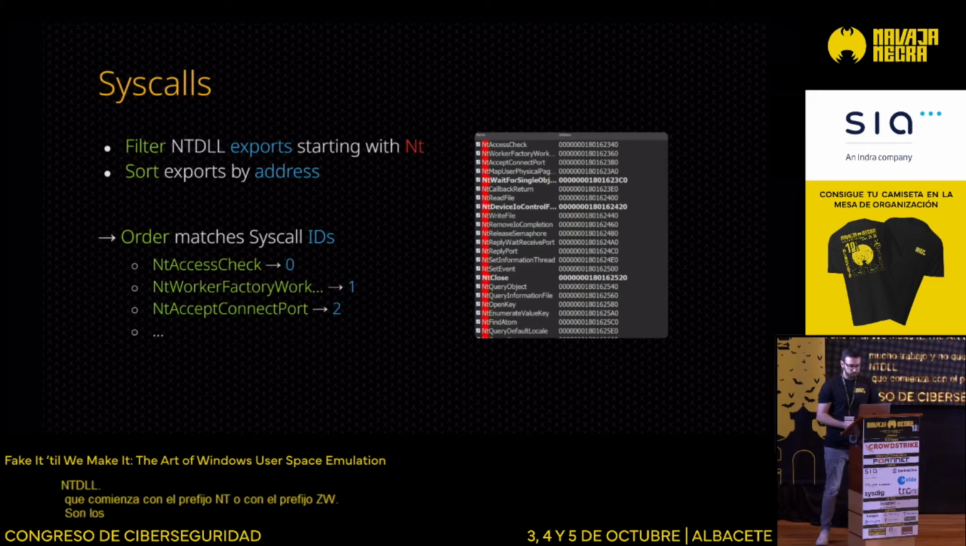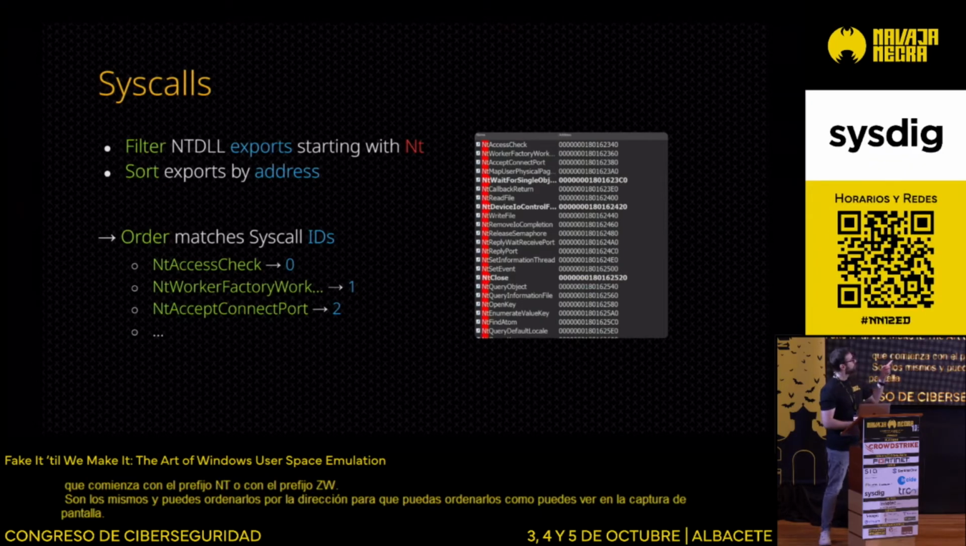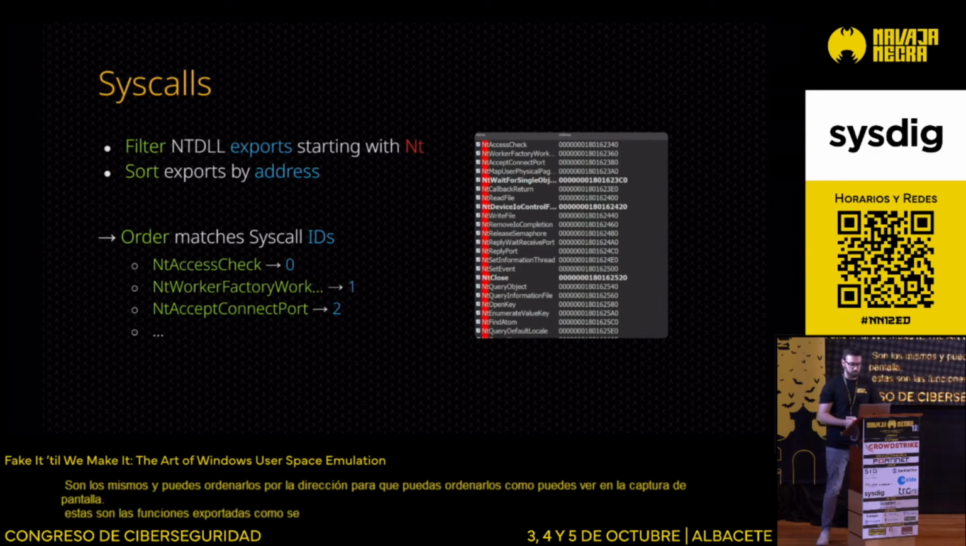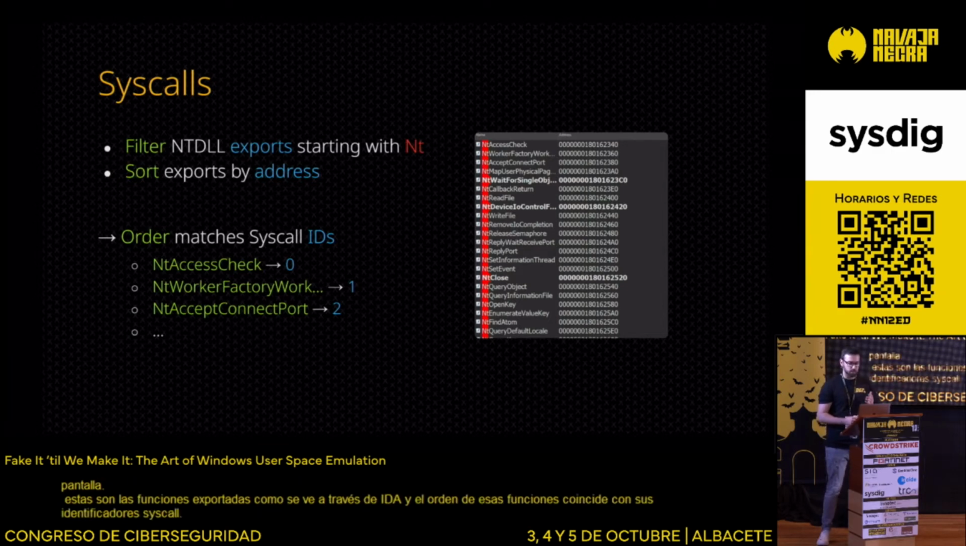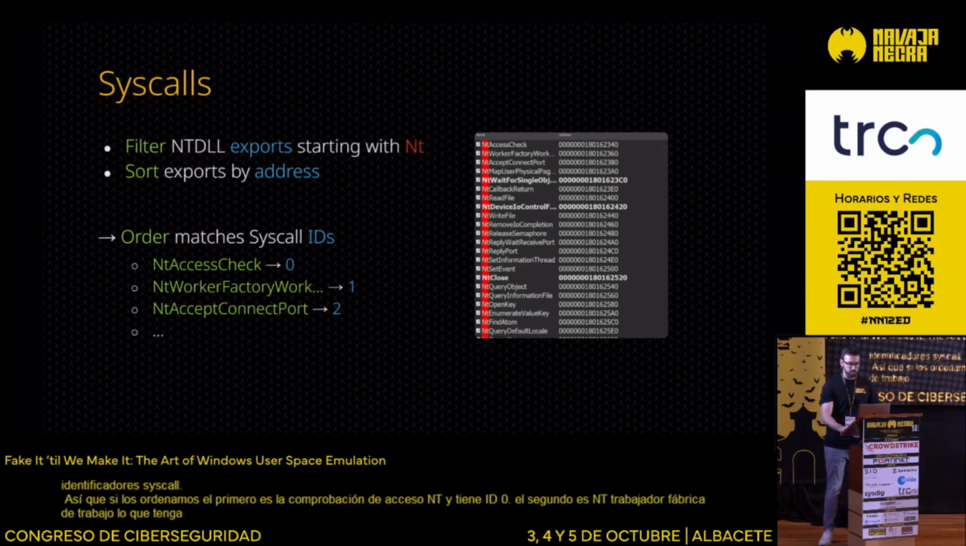The order of those functions matches their syscall IDs. So if we sort them, the first one is NtAccessCheck, and it has ID 0. The second one is NtWorkerFactoryWorkerReady, whatever, it has ID 1, and so on. The fun thing is that this works for NTDLL and Win32U DLL, and it saves a lot of work by finding and mapping all the names to their IDs.